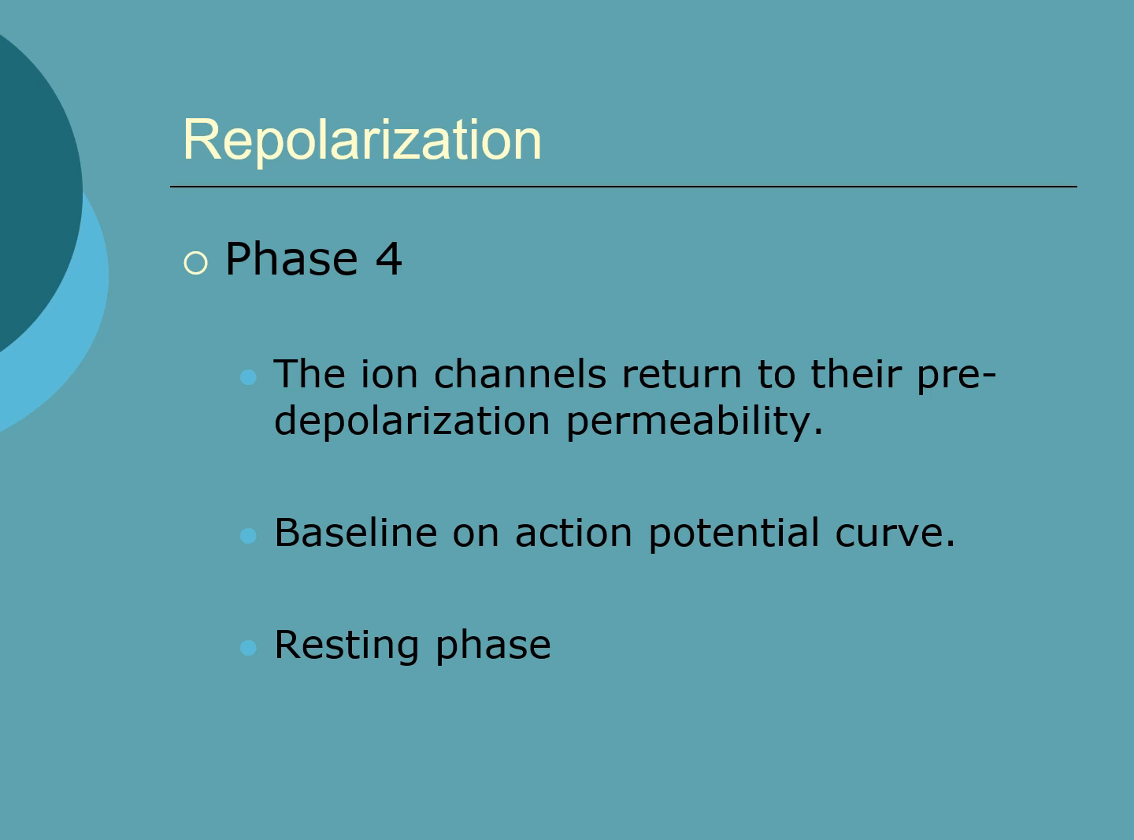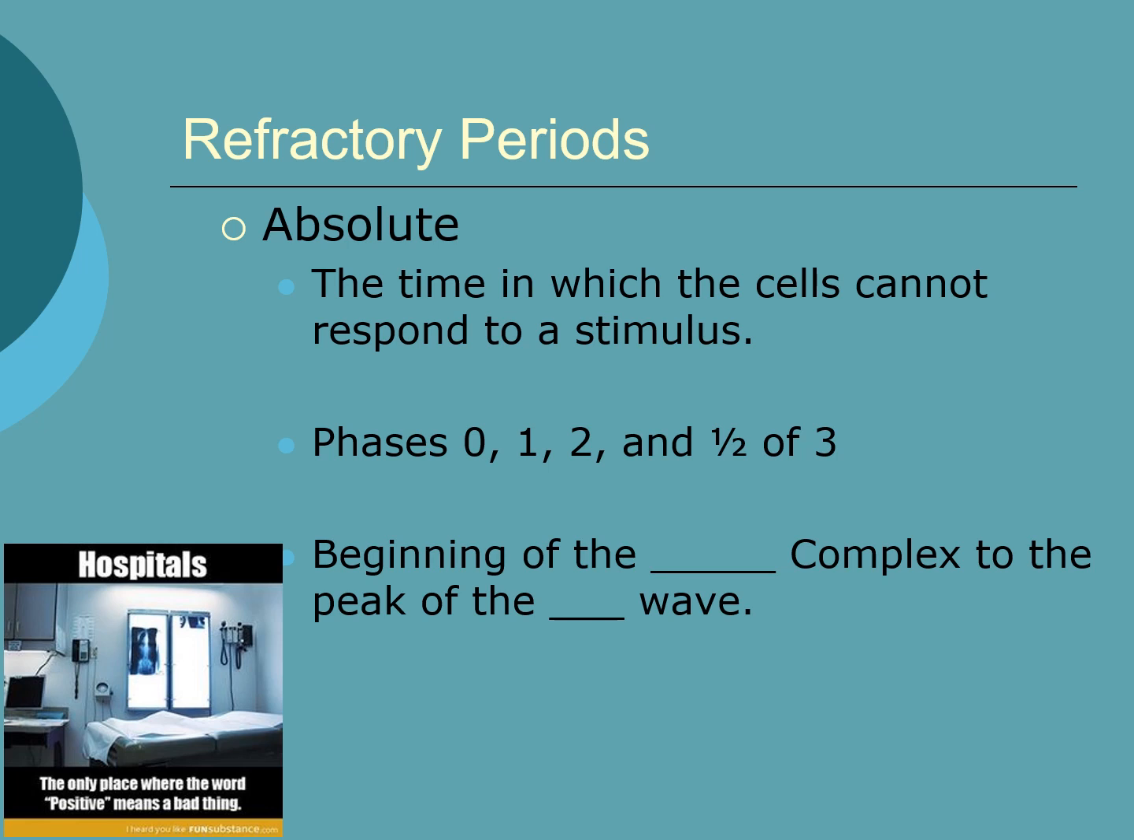So when we're talking about these things, one of the things that we'll be looking at is refractory periods. There's an absolute refractory period, and then there's a relative refractory period. An absolute refractory period is a time in which the cells cannot respond to a stimulus. They're already busy doing other things. They cannot respond. So this would be phases 0, 1, 2, and the first half of 3. So this is ultimately from the beginning of the QRS complex to the peak of the T wave.